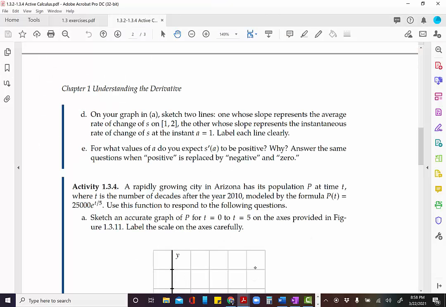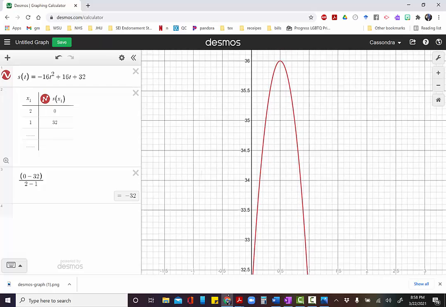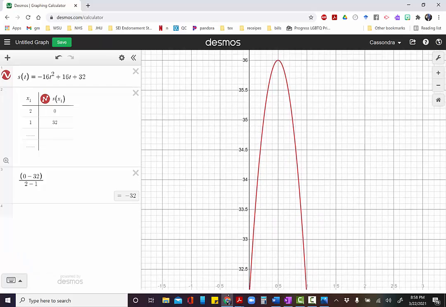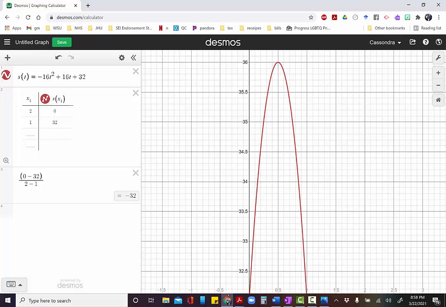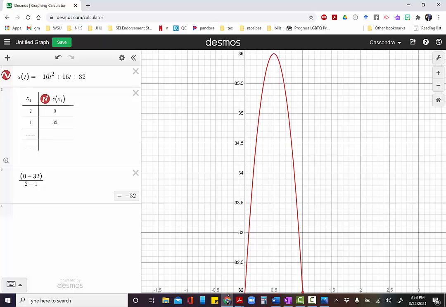Now the question is, for what values do you expect s prime of a to be positive? Why? Answer the same questions when positive is replaced by negative and 0. So I'm going to go back to Desmos, and I'm going to tell you that when your derivative is positive, your graph is increasing. So between 0 and 0.5, we are increasing.